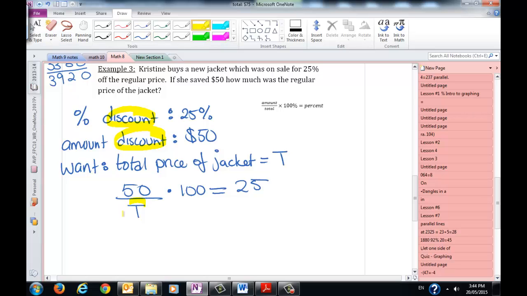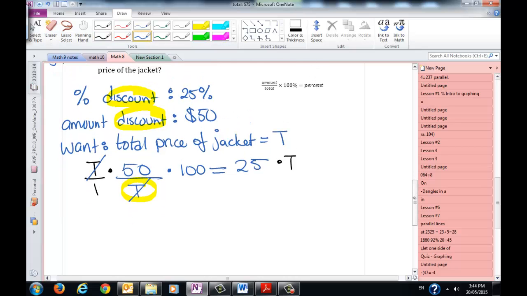Now my goal is to solve for T. So I can't have T in the denominator or in the bottom of the fraction. So I'm going to multiply both sides by T. Now this is the same thing as T over 1. And now these divide out. So what I'm left with is 50 multiplied by 100 is equal to 25T.